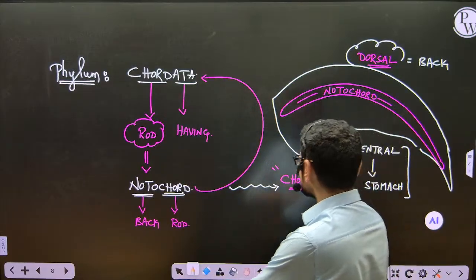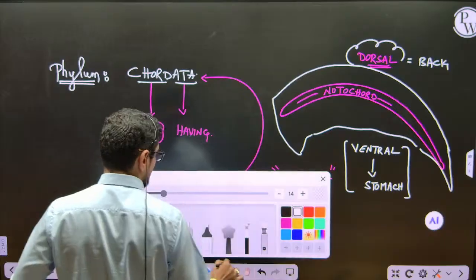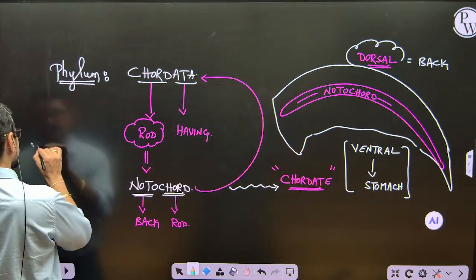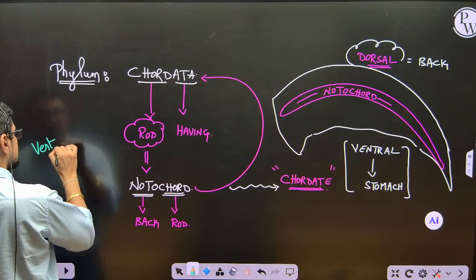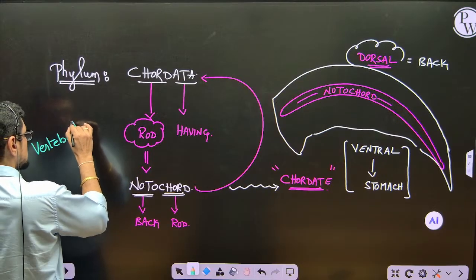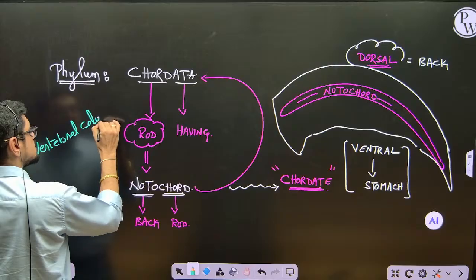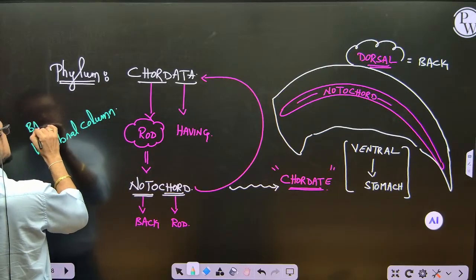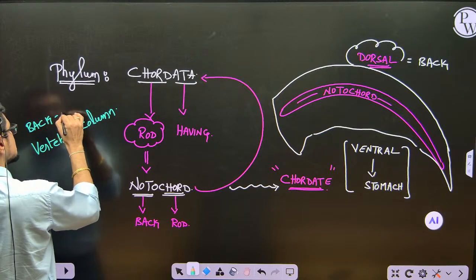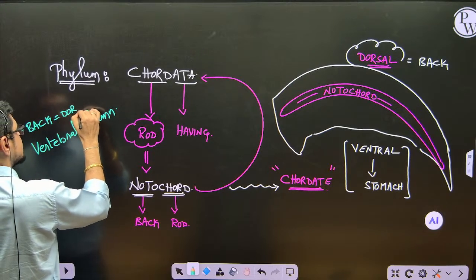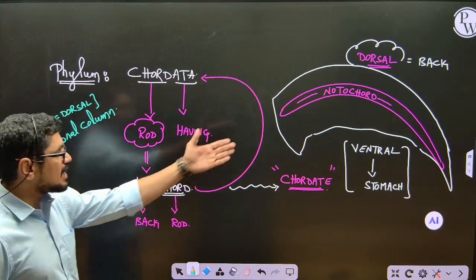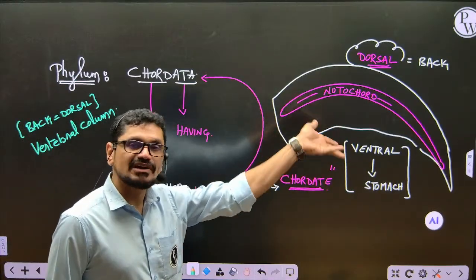And now you may ask me, sir, then what is vertebral column? I will write here. What is vertebral column then? Where is it present? Vertebral column is also present on the back side. It means it is also present on the dorsal side. It means already notochord is present, sir. Then where is the vertebral column present?